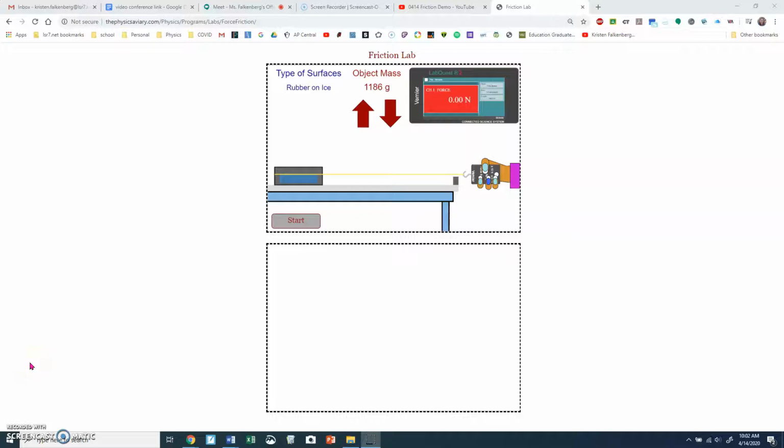All right, let's see if we can make a connection with what I just demoed with the block on the incline with our physics aviary simulation. They've got this force meter, right? They give me a mass, rubber on ice. That's interesting. I could increase my mass, decrease my mass. So let's just watch it take data.